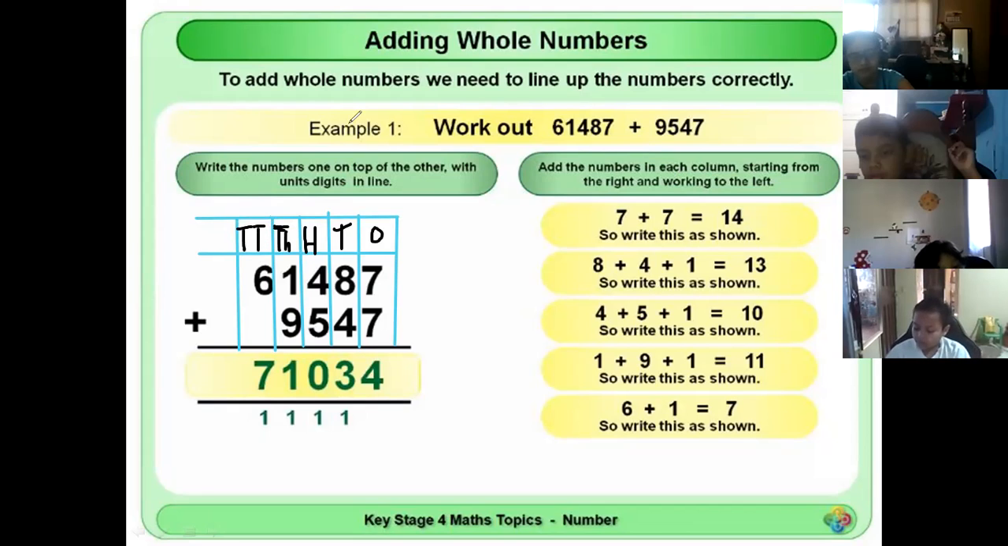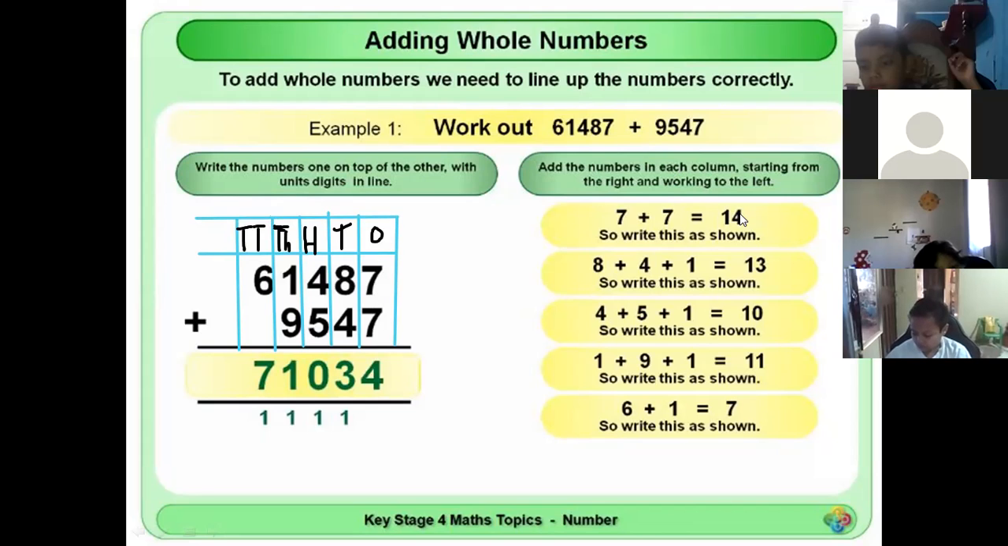Put your hands down, please, guys. I'm going to keep explaining. Over there, if you see, they are showing in here. 7 plus 7 is 14. So we need to write this as shown. You write number 4, and then you regroup the 1 into the tens. Then we have 8 plus 4 is 12. Plus 1, remember that we had 1 that we regrouped from the 14, we're going to have 13.